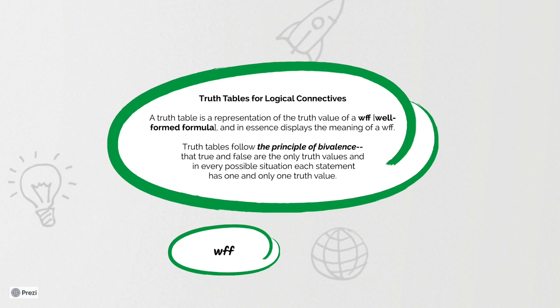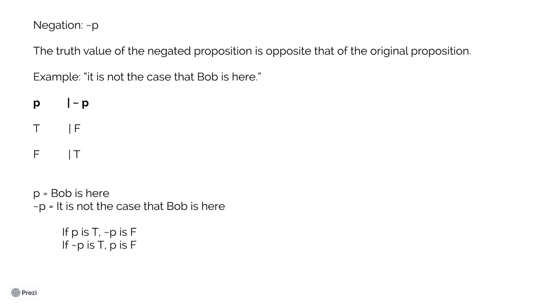So take the proposition P. With P, we have two truth values. P could be true, or P could be false. So with negation, not P, we are creating another set of truth values. In this case, the truth value of not P, or it is not the case that P, is going to be opposite the truth value of the original proposition P.